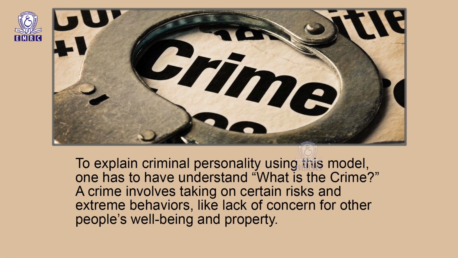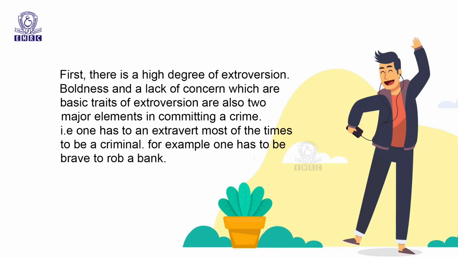To explain criminal personality using this model, one has to understand what a crime is. A crime involves taking on certain risks and extreme behaviors like lack of concern for other people's well-being and property. That's why, according to Eysenck's model, there is a combination that makes up a criminal personality. First, there is a high degree of extroversion. Boldness and lack of concern, which are basic traits of extroversion, are also two major elements in committing a crime. That is, one has to be an extrovert most of the time to be a criminal. For example, one has to be brave to rob a bank.